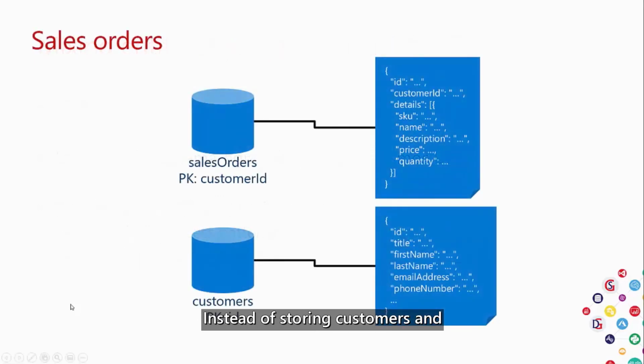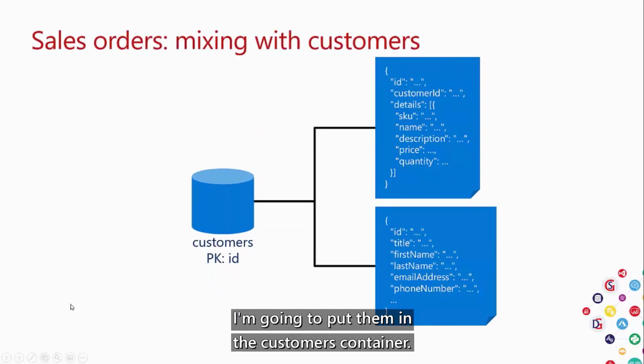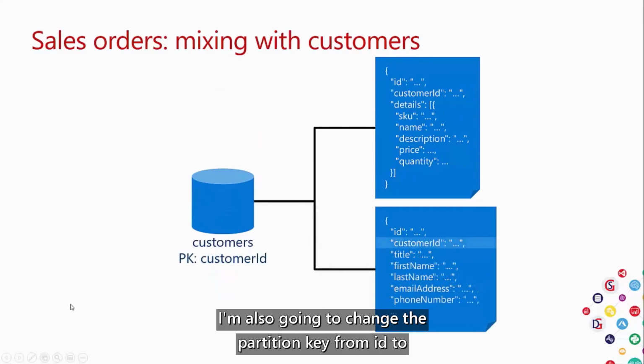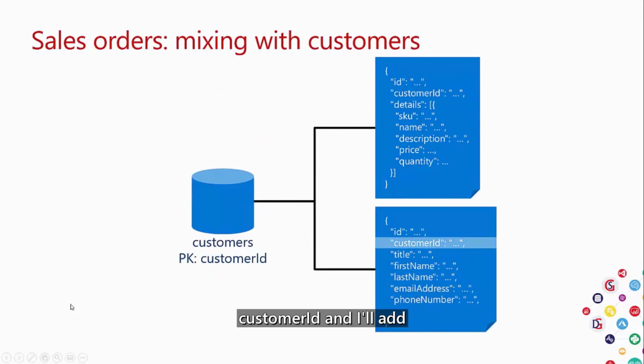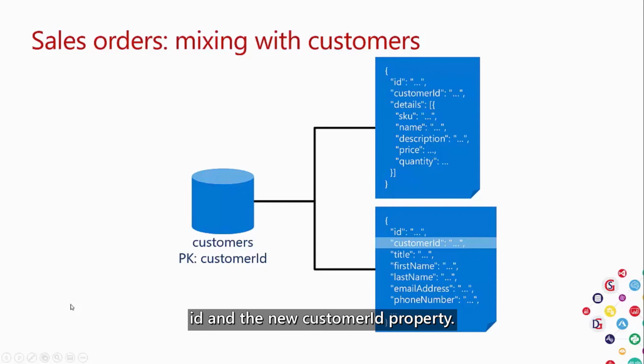So instead of storing customers and sales orders in different containers, I'm going to put them in the customers container. I'm also going to change the partition key from ID to customer ID, and I'll add customer ID as a property to each customer document. Customer documents will now have the same value for ID and the new customer ID property.